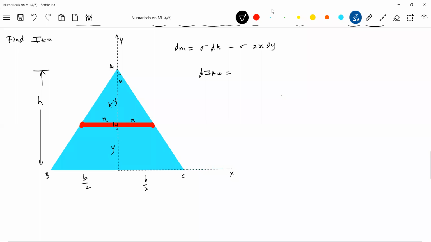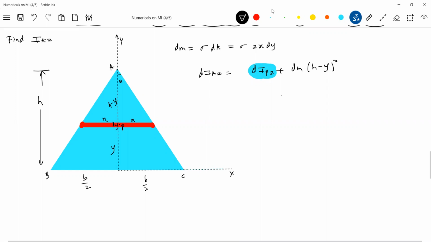What is the mass of this strip? dm. So I think I'll write it as dIPZ plus dm into h minus y whole square. Try to look at this. What is P? P is the center of the strip here. Then applying the parallel axis theorem, strictly, what is the condition? This must be the axis passing through what? The center of mass of the strip, no?